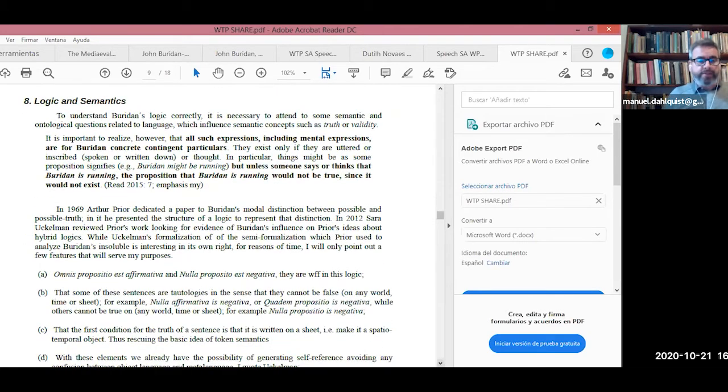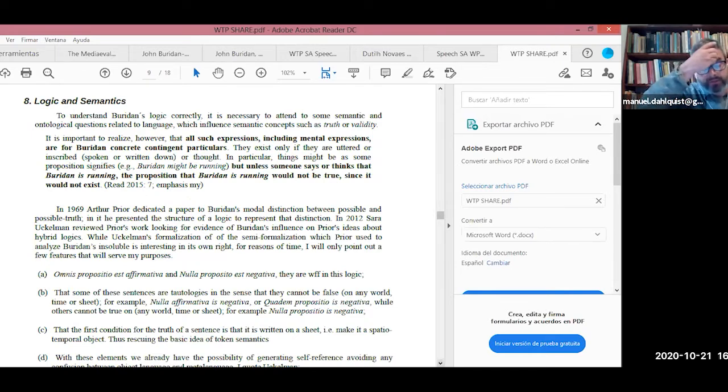Eight, logic and semantics. To understand Buridan's logic correctly, it is necessary to attend to some semantic and ontological questions related to language which influence semantic concepts such as truth or validity. As the quote from Read explains, for a proposition to be true it must exist; it must be written, thought, or uttered. All such expressions, including mental expressions, are for Buridan concrete contingent particulars.